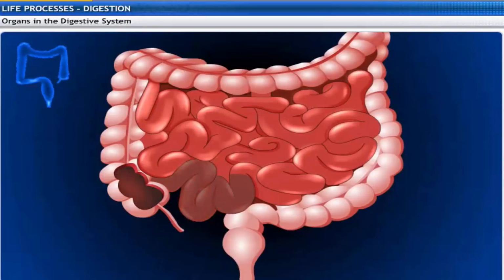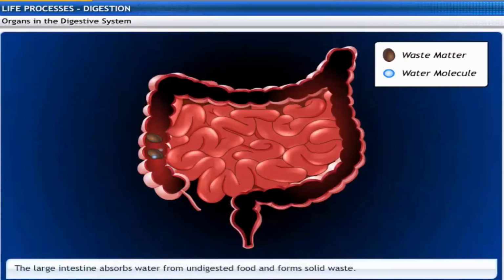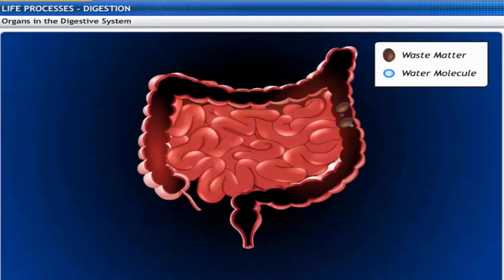The undigested food and water then move into the large intestine. The inner lining of the colon has villi that absorb any water from solid waste. This solid material is collected in the lower part of the large intestine called the rectum.